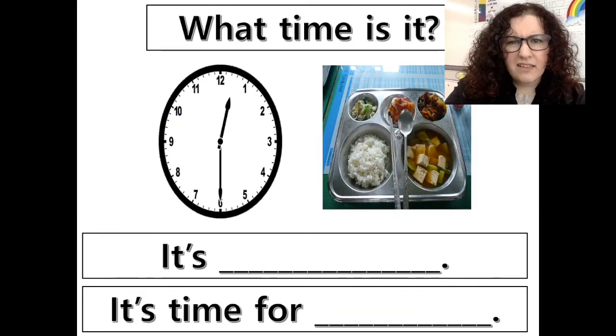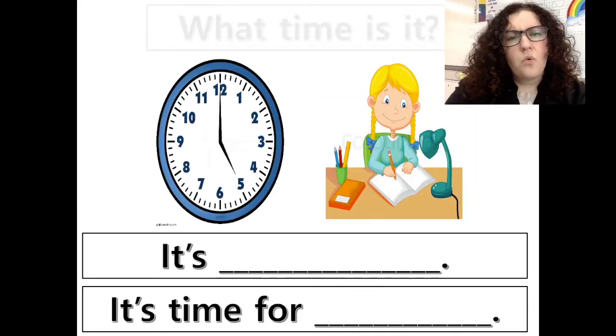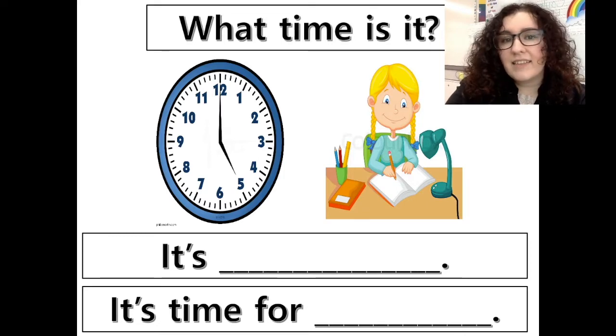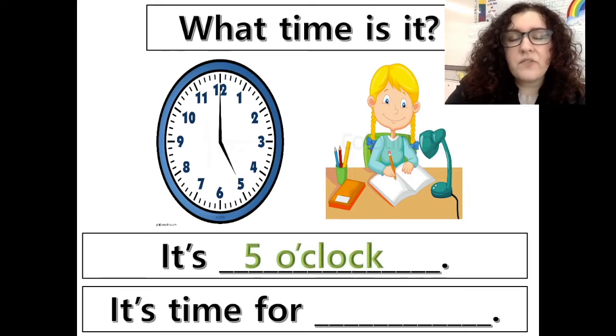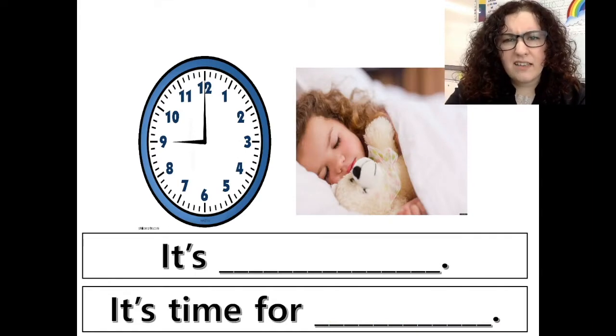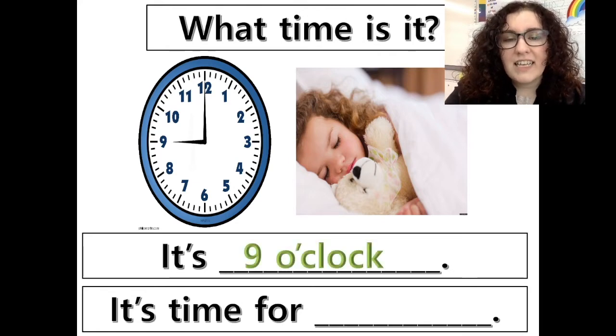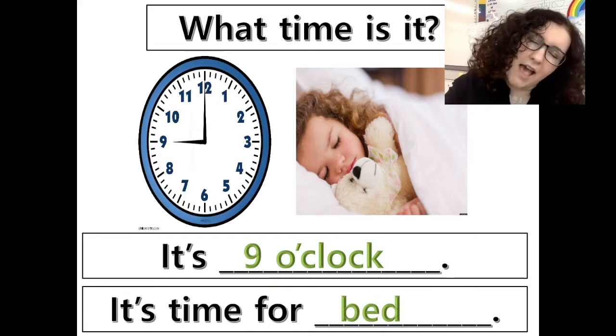What time is it? It's 12:30. It's time for lunch. What time is it? It's 5 o'clock. It's time for homework. What time is it? It's 9 o'clock. It's time for bed. All right, let's look at your textbook.